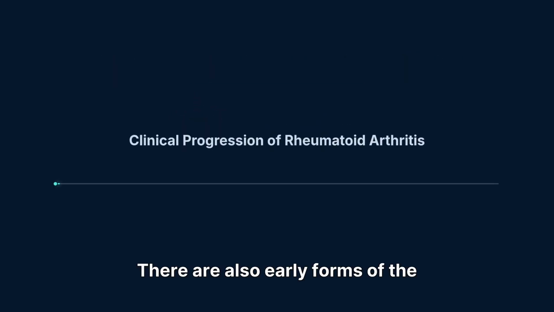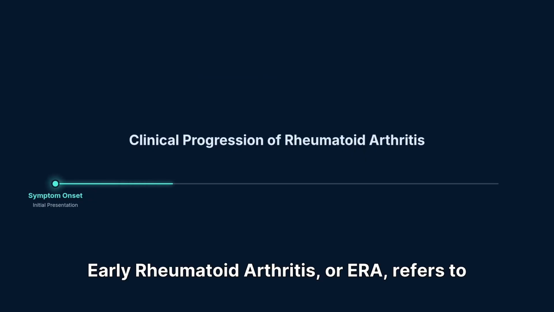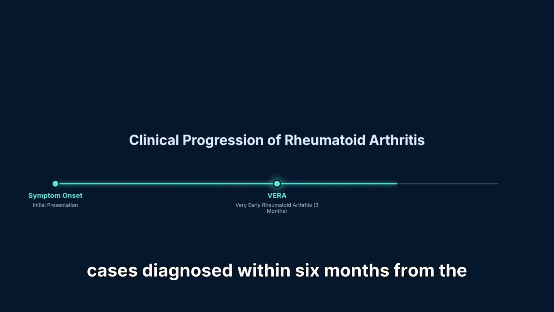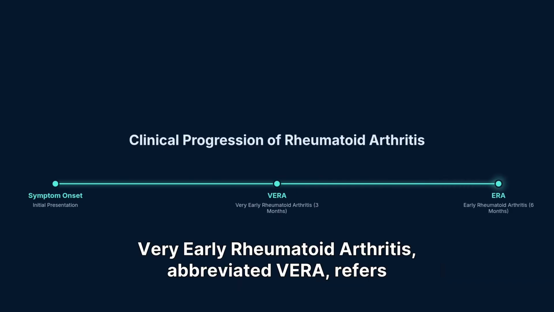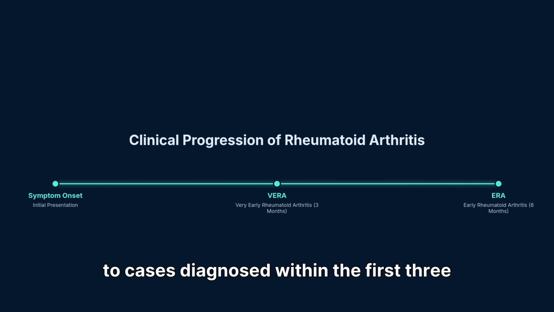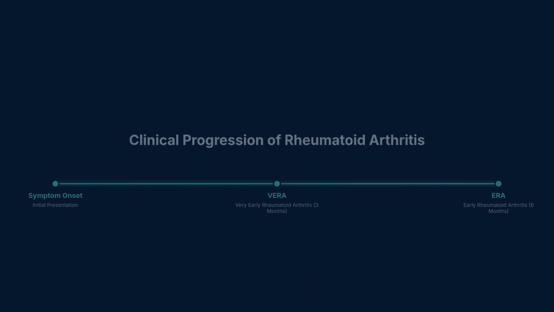There are also early forms of the disease. Early rheumatoid arthritis, or ERA, refers to cases diagnosed within 6 months from the onset of symptoms. Very early rheumatoid arthritis, abbreviated VERA, refers to cases diagnosed within the first 3 months after symptoms begin.